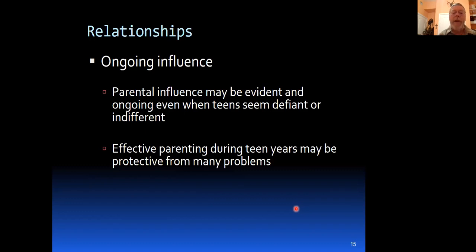So effective parenting during teen years may be protective for adolescents for many problems. So again, parents need to be involved and not simply check out when their adolescent seems not to be listening.